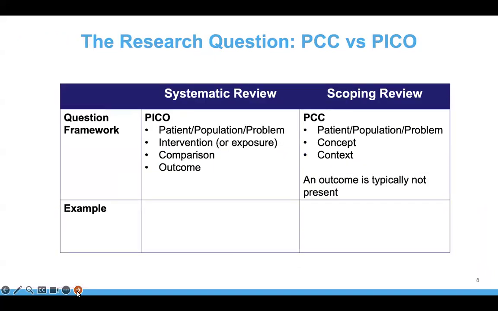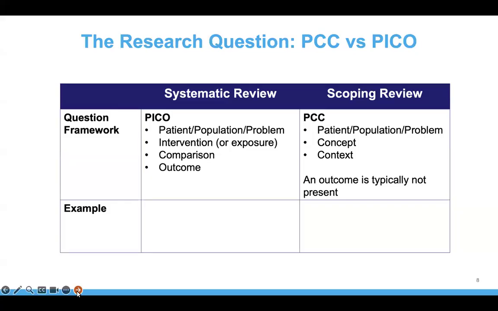Starting off with the research question, whether you're doing a systematic or scoping review, one of the major differences is the type of question that you are asking. There are several research question frameworks out there that can help you develop your research question. However, for today's session, I'm focusing primarily on the PICO and PCC frameworks, as these tend to be the most commonly used ones.